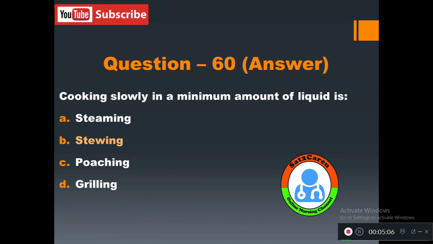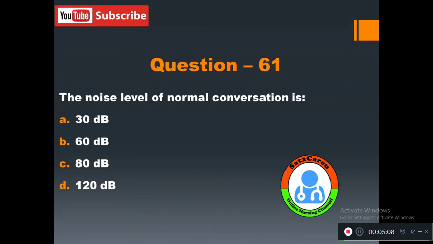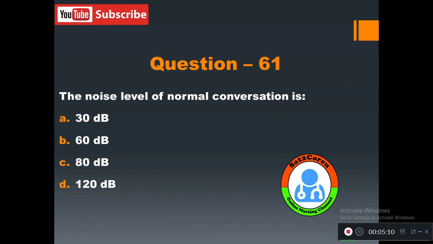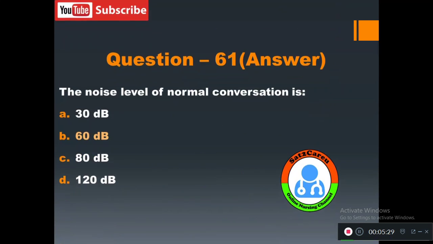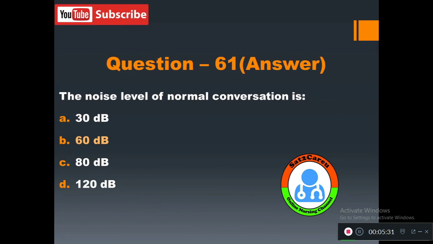Question number 61. The noise level of normal conversation is option A 30 decibel, B 60 decibel, C 80 decibel, and D is 120 decibel. The noise level of normal conversation is option B 60 decibel.